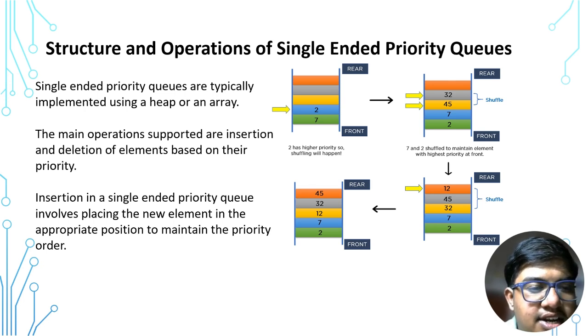Insertion in a single-ended priority queue involves placing the new element in an appropriate position to maintain the priority order. Here, the priority order refers to the first in first out priority. So the elements must be placed in an appropriate position so that there is no disruption in the priority order. Here you can see in the diagram how it works. Let's move on.